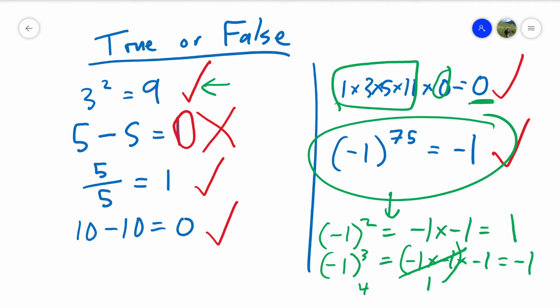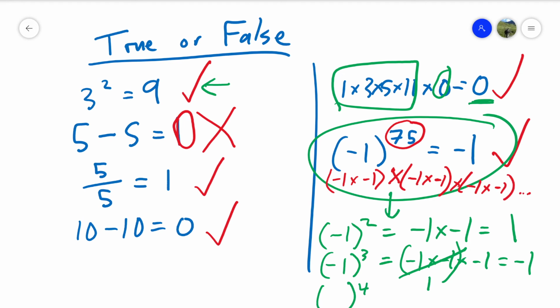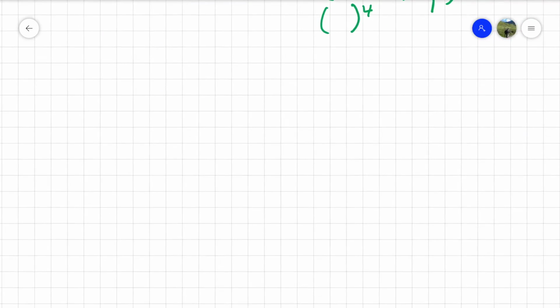And if you just keep doing that, you end up realizing, oh, well, 75 is an odd number, which means that I can just cancel all these pairs. Remember to fast forward if you don't need any more explanation. You can just jump to the next timestamp for the next question. Basically, you can pair all of them off, and each pair just makes 1. And then you just end up with a minus 1 left over at the end. There you go. Let's look at the next question.